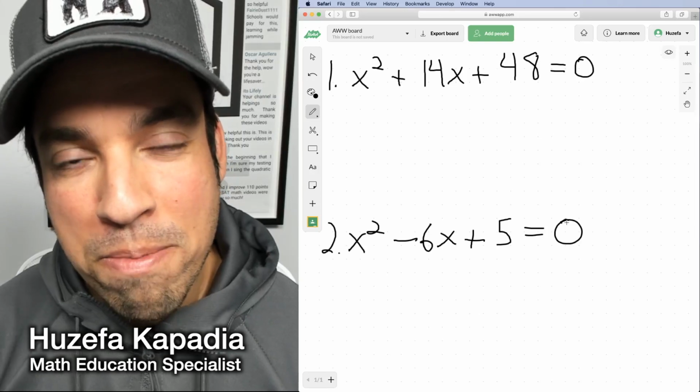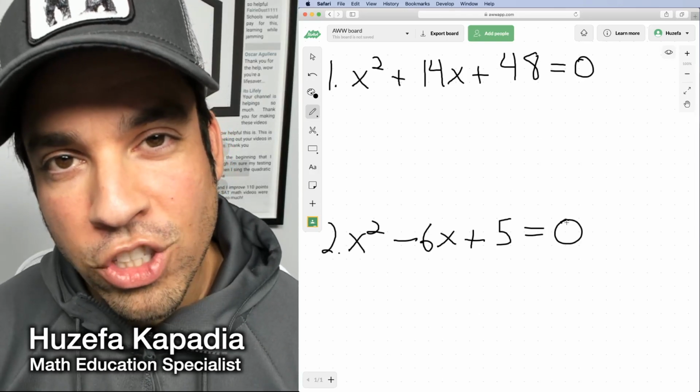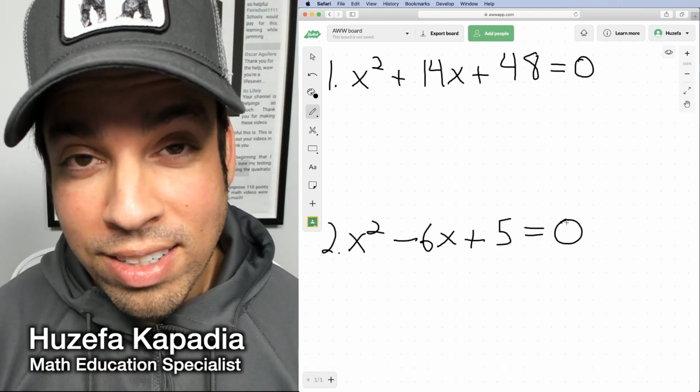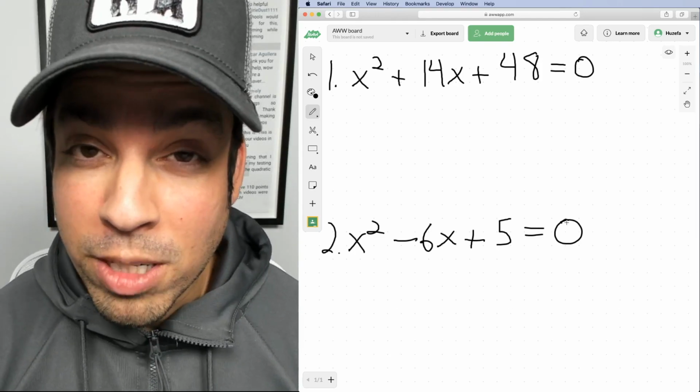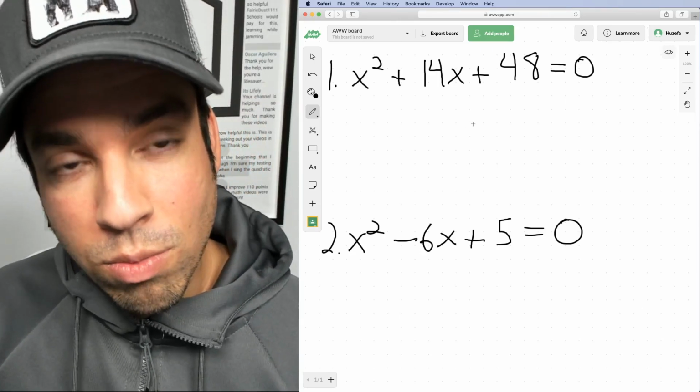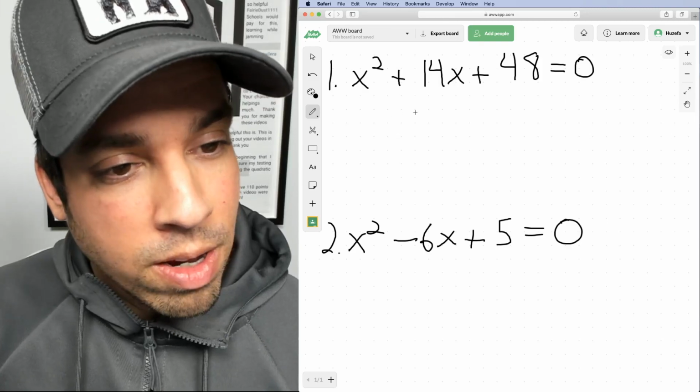And today we are talking about how to solve a quadratic equation using something called completing the square. Completing the square can definitely be tricky to understand, but I'm going to try and break it down with these two examples. It's just one of the many ways that we can use to solve a quadratic, and I'm going to show you how it works.